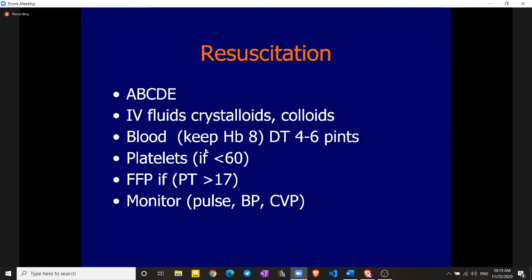Evidence based. Then if the platelet count is below 60,000, you can transfuse platelets. And FFP if the PT is more than 17. Then it's important to monitor pulse and BP, and if it's a large bleed, generally in the guidelines they say to put a CVP line in, but we don't routinely do that in our setup. Right?